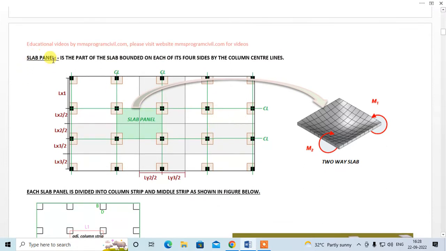Slab panel. Slab panel is the part of the slab bounded on each of its four sides by the column center line. So we can see that this is the center line of the columns, right? And this portion which is bounded on its four sides by the center line of the columns is called a slab panel. So this is a slab panel, this is a slab panel, this is a slab panel, this is a slab panel, this is a slab panel. And all these slab panels have to be two-way slabs, right?